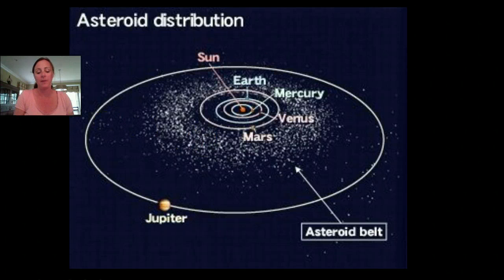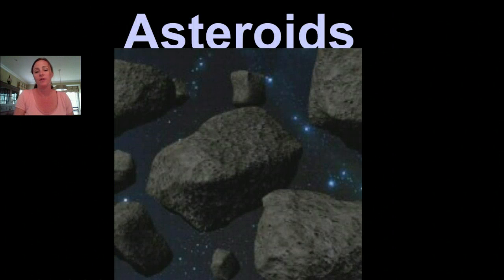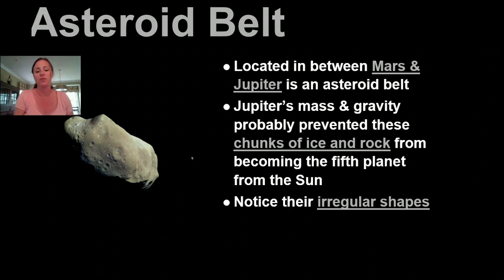Now this asteroid belt, here's a picture of a simulation of some asteroids in that belt. The mass and gravity of Jupiter probably prevented these chunks of ice and rock from solidifying, coalescing together to form another planet. Notice their irregular shapes. So the asteroids are really just chunks of rock and ice that are suspended in space.